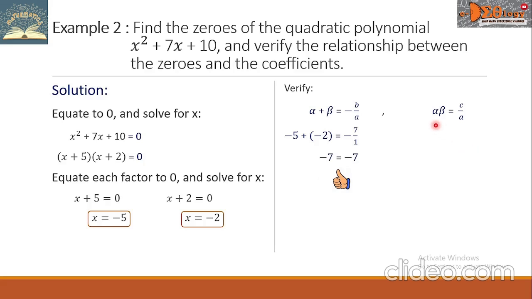Second relationship, alpha times beta equals c over a. When we substitute the values, we have negative 5 times negative 2 equals 10 over 1. The left side is positive 10, while the right side is also positive 10. They are equal. So the second relationship is verified.